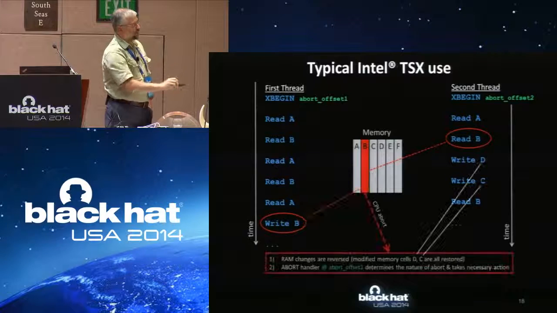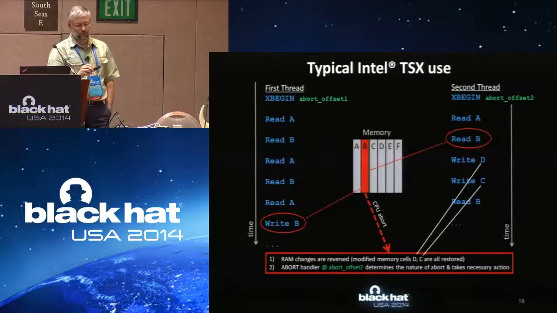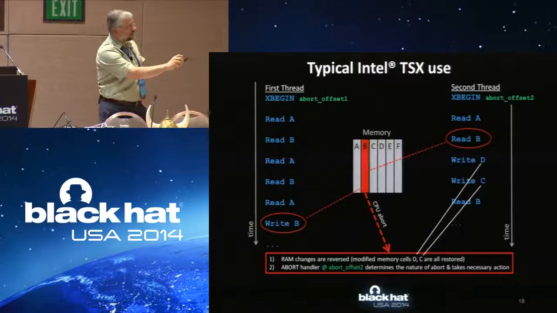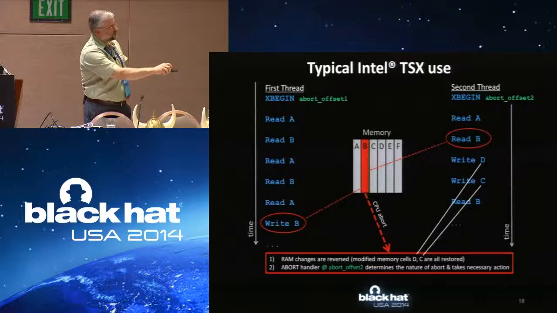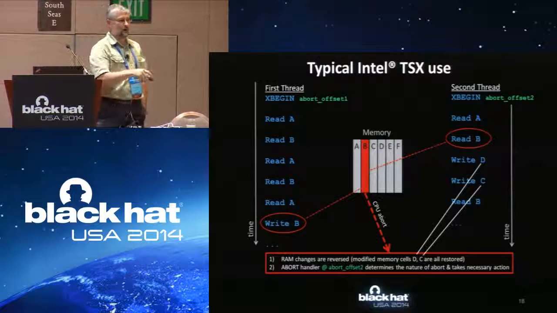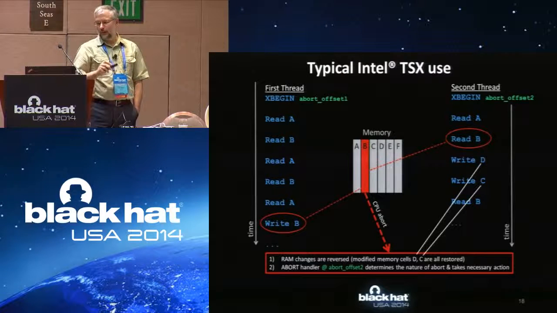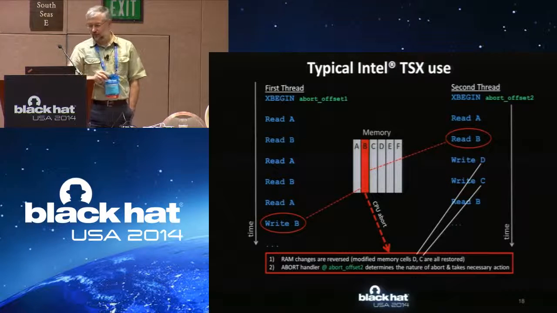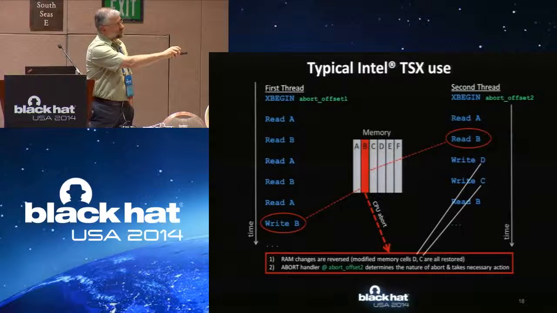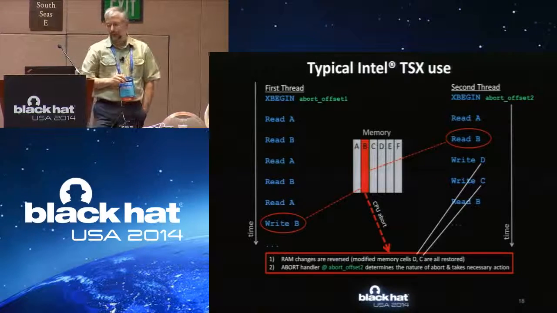So at this point, immediately, the CPU in hardware generates a CPU abort. All the memory changes that were done by the second thread, all these writes to locations D and C, are reverted, and they were not visible to other threads in the first place. And the abort handler associated with that thread receives control. So that offset 2 receives control. That is typically how TSX is working in standard mode.